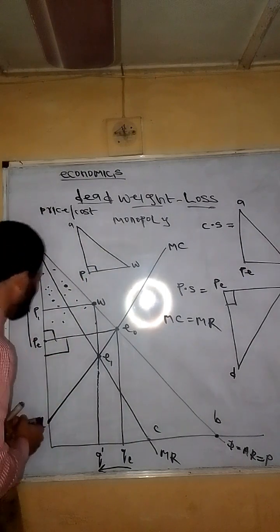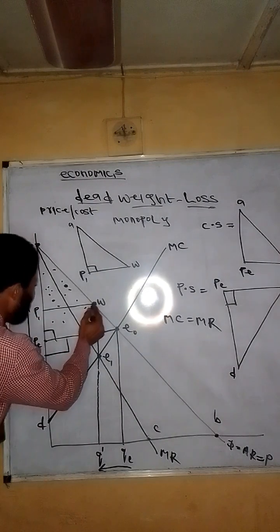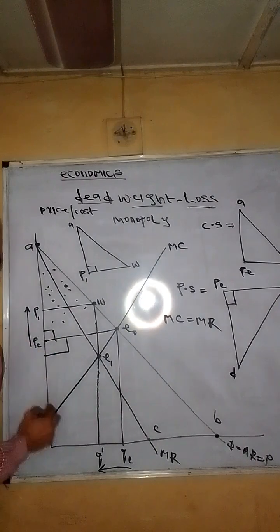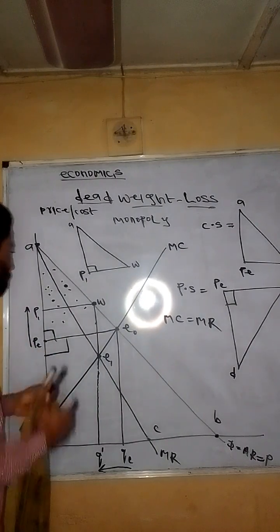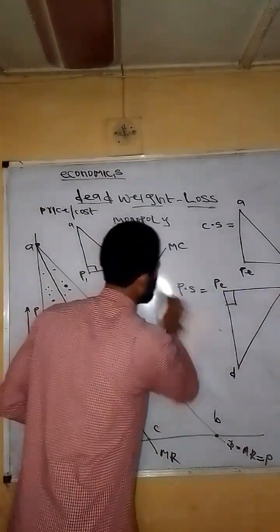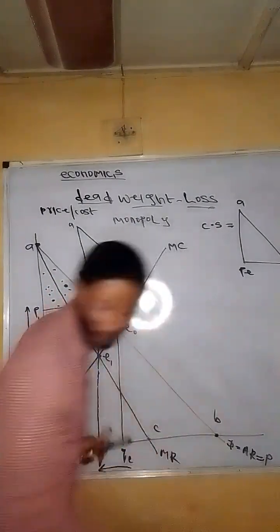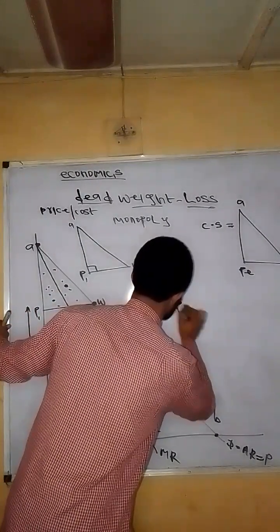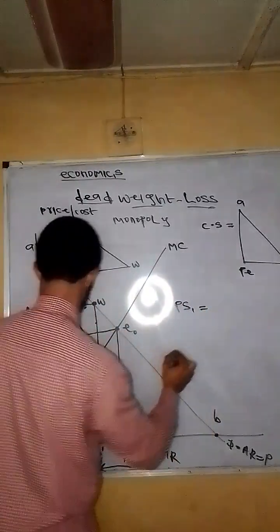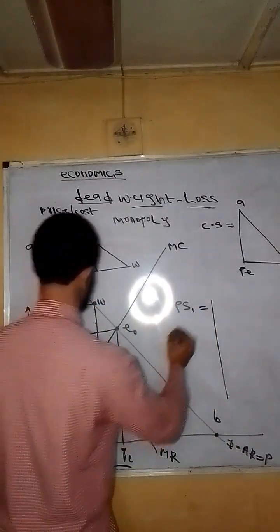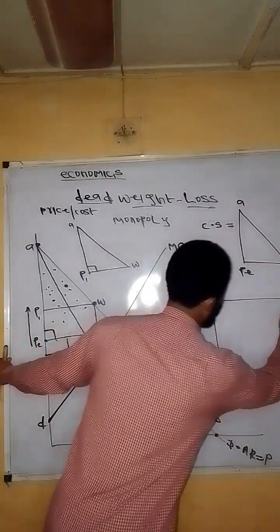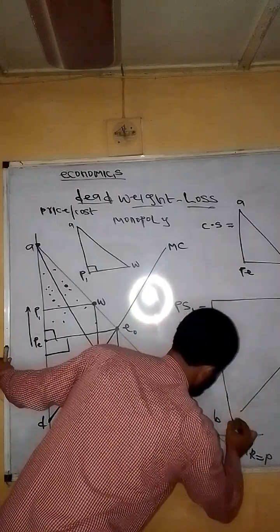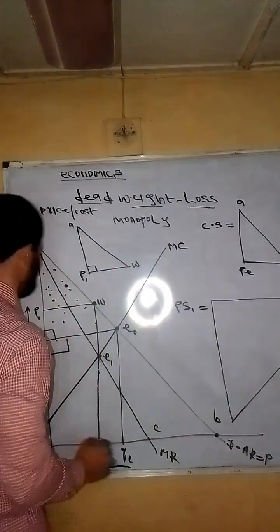Now, what will be the new producer surplus? Ladies and gentlemen, please follow me. The new producer surplus will be the area under this demand curve, immediately below the new price of the commodity. So if I draw the new producer surplus, we are going to have a trapezium. It will be a trapezoidal shape. So producer surplus PS1 will be something like this.